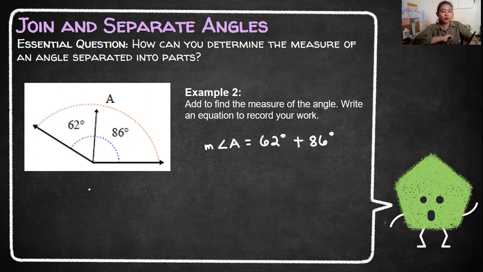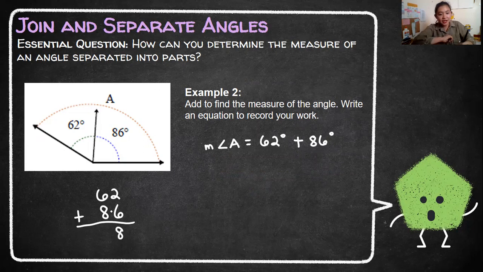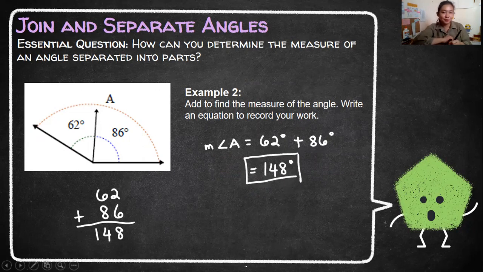Let us show our workings here at the side. 62 plus 86. 2 plus 6 is 8. 6 plus 8 is, correct, 14. Now finally, we can put the final answer here, 148 degrees. We now have an answer for example number 2.